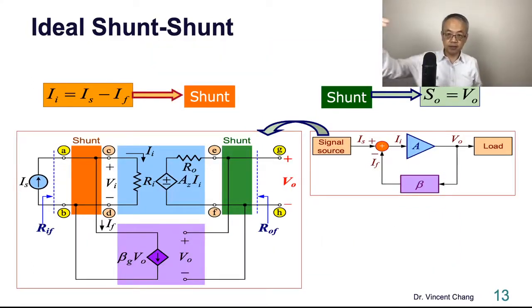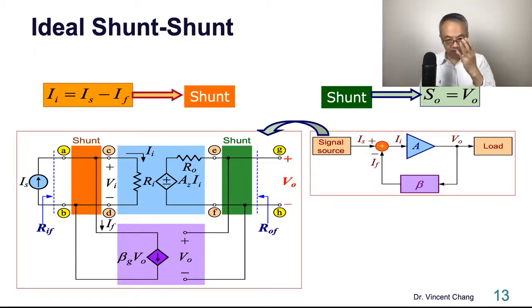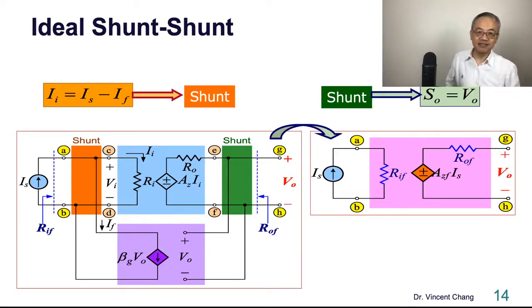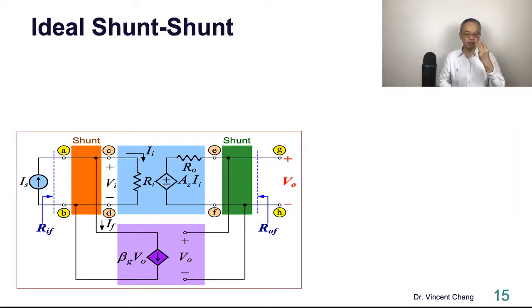So again, now it's the shunt mixing. IS minus IF equals II. Times AZ, trans resistance, becomes VO. So sample VO times beta G. When A is the resistance now, beta should be a conductance, right? And then again, it's the equivalent circuit of the shunt feedback amplifier. So 3 parameters pop up.